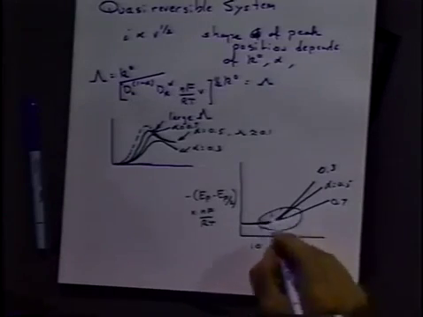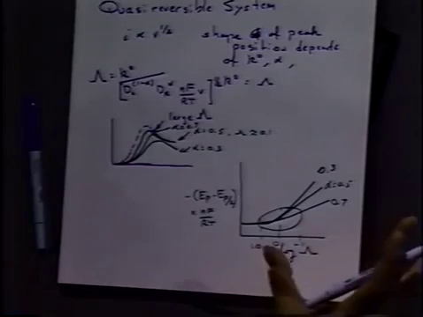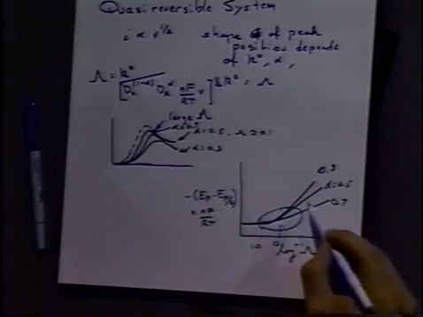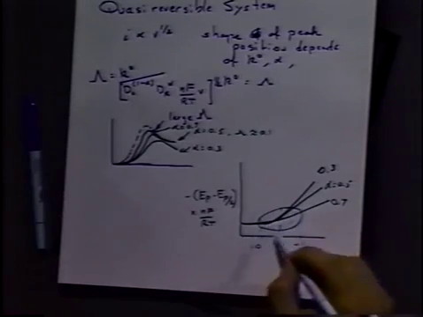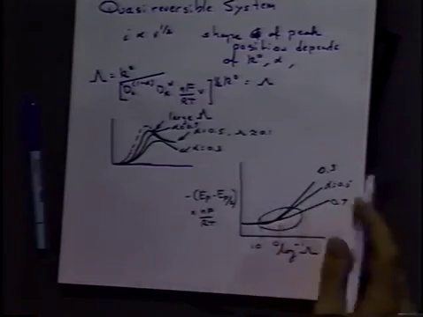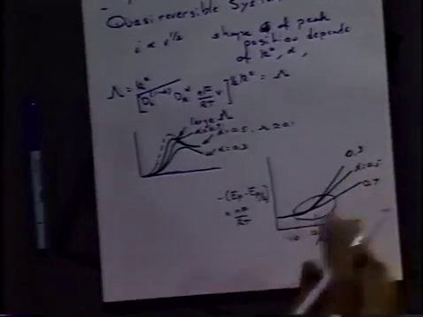Only in this region here are we talking about the quasi-reversible case, and you can see why we have some trouble, because it's a nonlinear change in, say, the peak position and so on. That's what we're talking about.